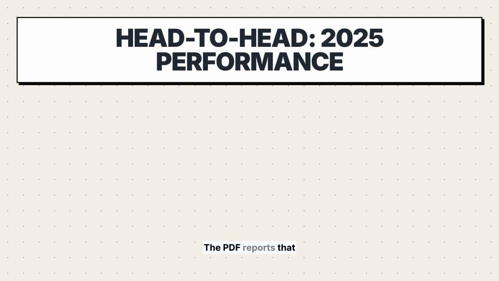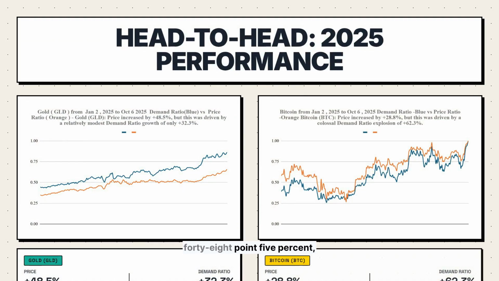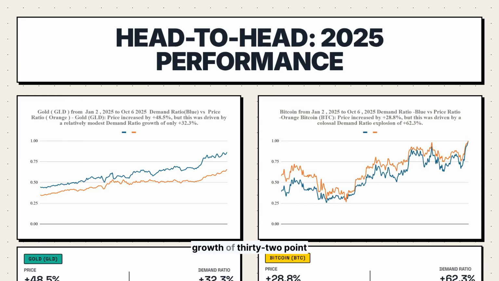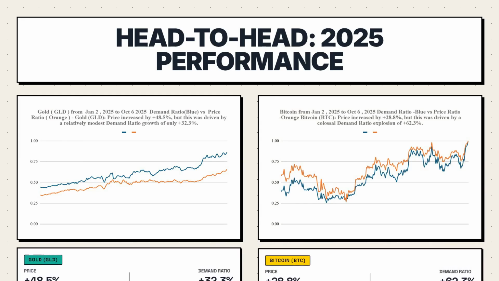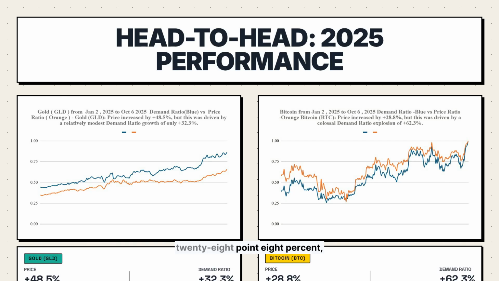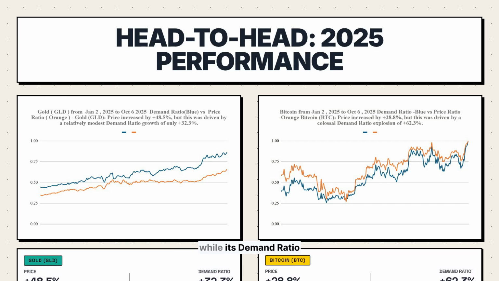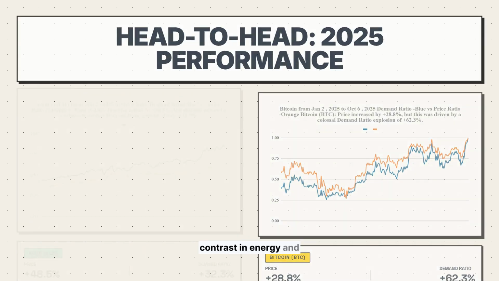The PDF reports that gold's price increased by 48.5%, driven by demand ratio growth of 32.3%. Bitcoin's price increased by 28.8%, while its demand ratio exploded by 62.3%. This is the quantitative contrast in energy and conviction.